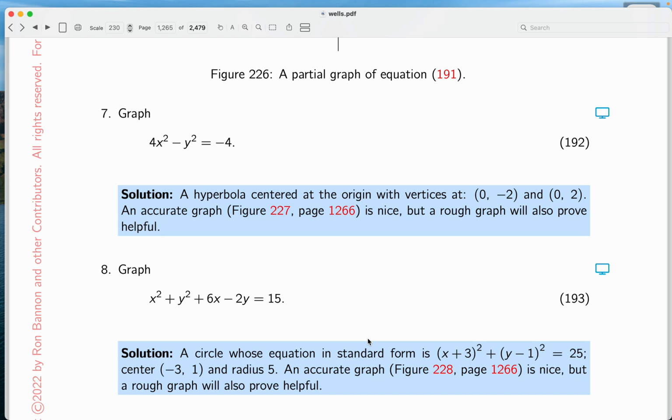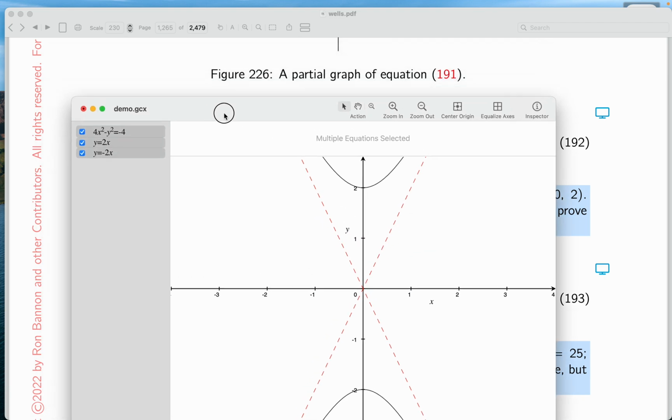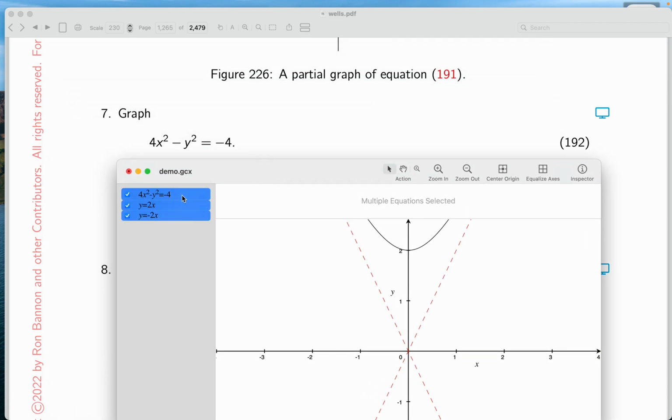What has changed greatly, though, is the digital computer. It allows us to graph these things very rapidly. So I want to go to a piece of software. It's called Grapher. It's running on OS 10. And I'm going to graph this problem over here, which is 4x squared minus y squared equals minus 4.